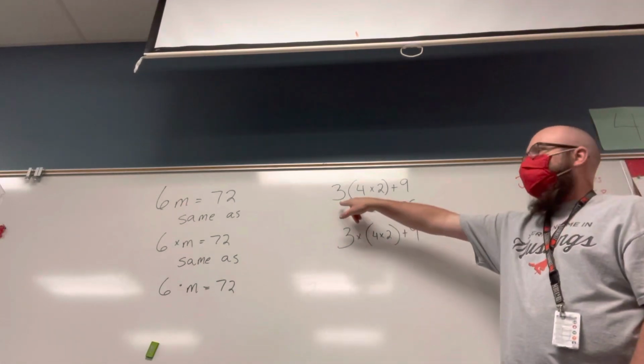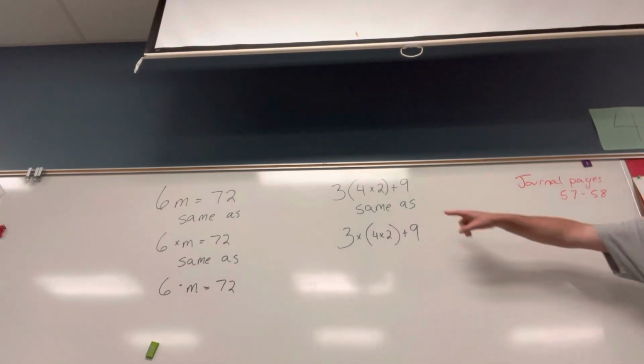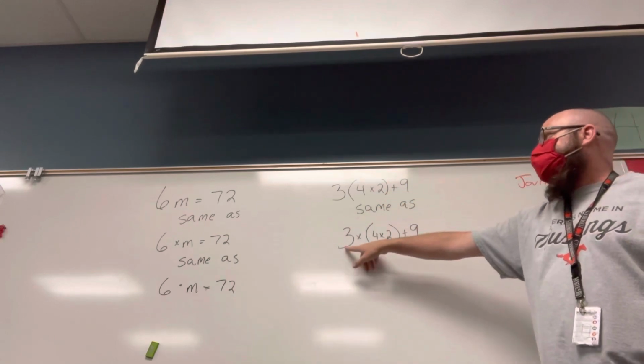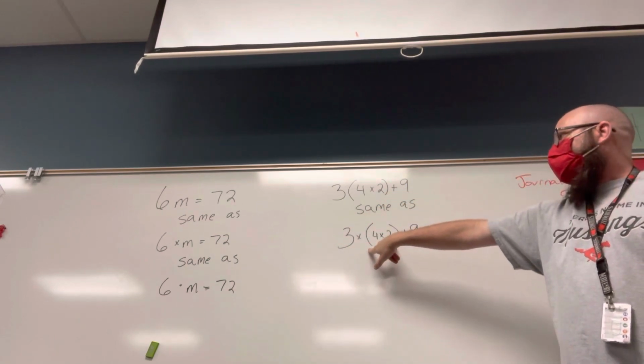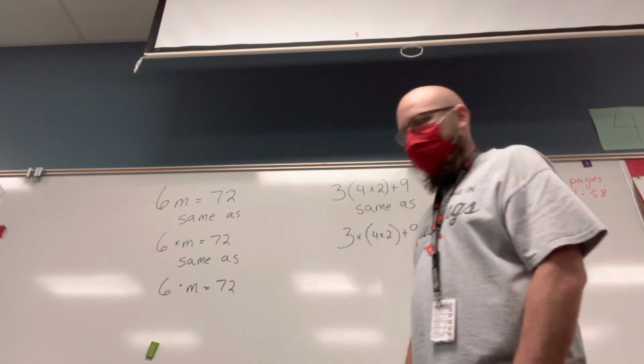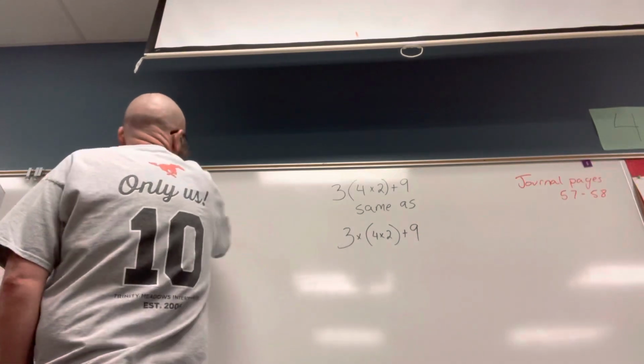Also, you may see a number next to parentheses. That equals multiplication as well. So if I had 3 right next to the parentheses, 4 times 2 plus 9, it's the same as 3 times the product of 4 times 2 and then plus 9. So you need to know those things. Know them now. Okay. So when I'm at a funeral, I don't have to answer emails.